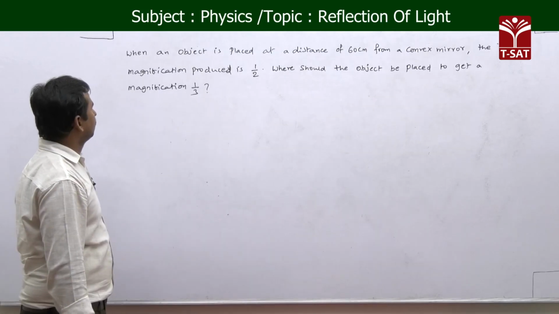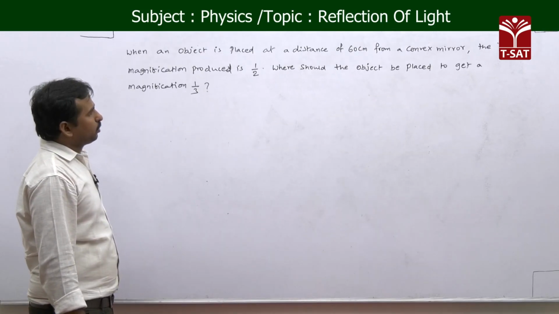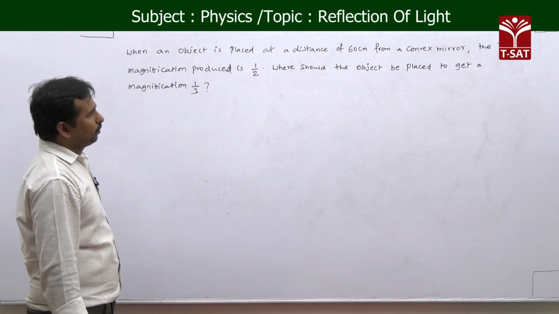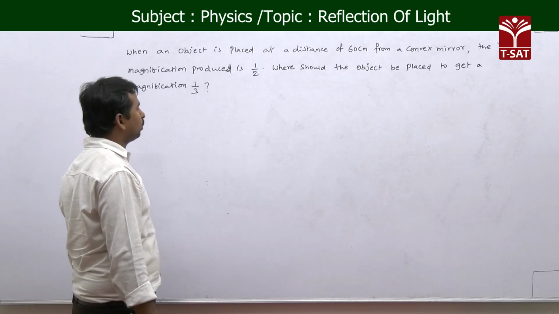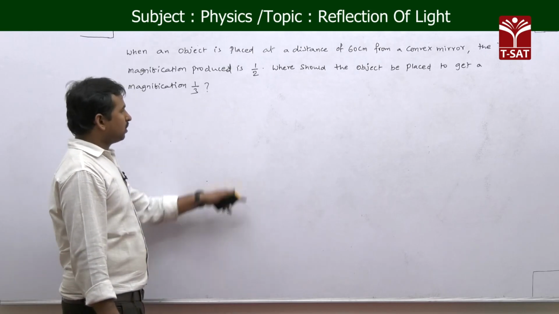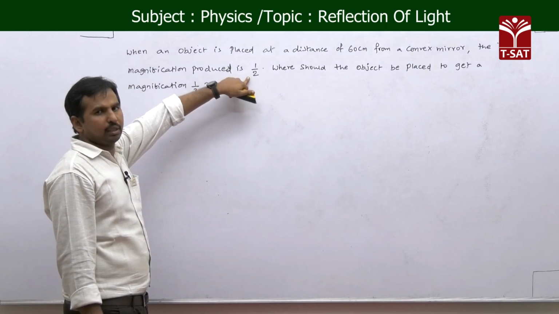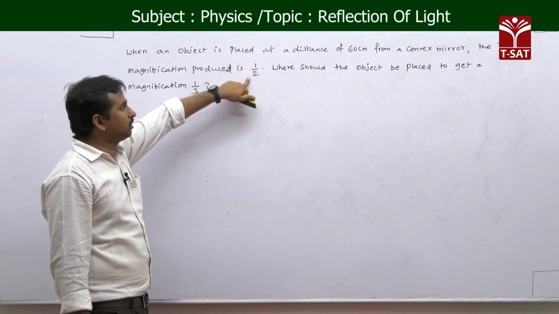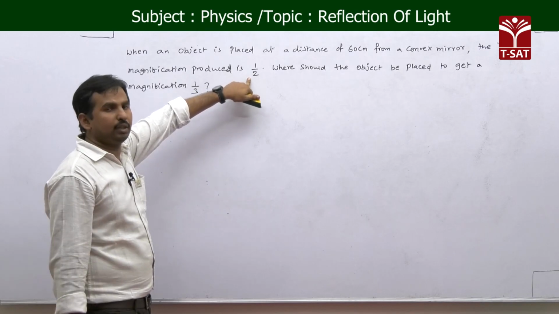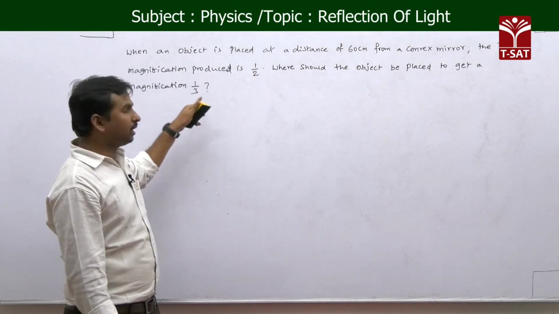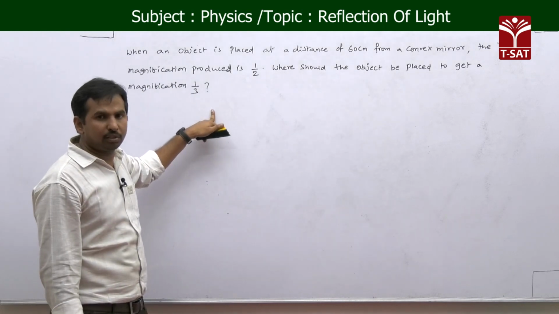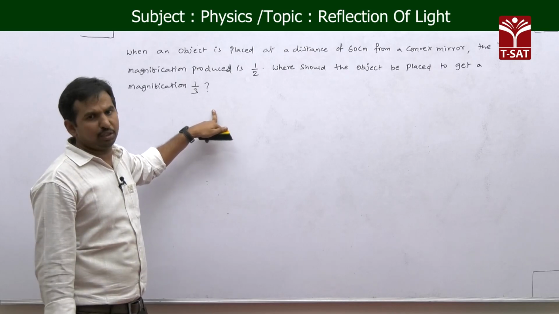Now see the next one. When an object is placed at a distance of 60 centimeters from a convex mirror, which is a diverging mirror, the magnification produced is 1 by 2. So if you observe here, m value is less than 1. So the magnification is less than 1, means the image formed is a diminished one. Where should the object be placed to get the magnification now 1 by 3? Means we want a more diminished image now.